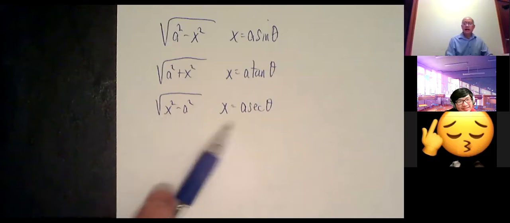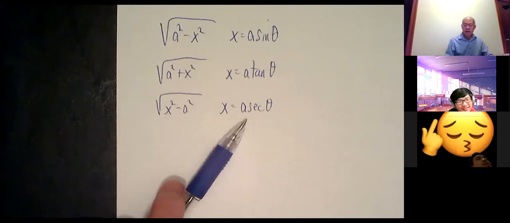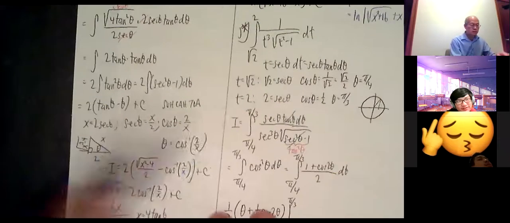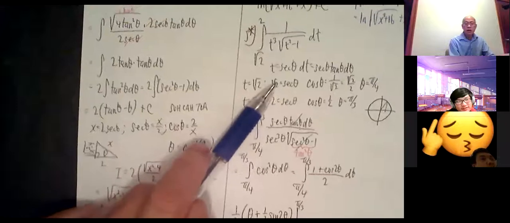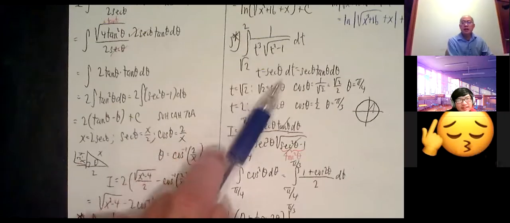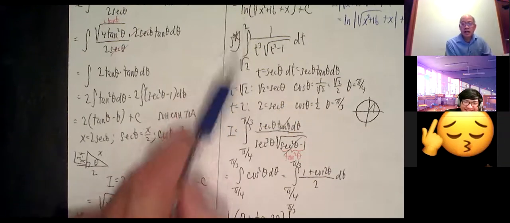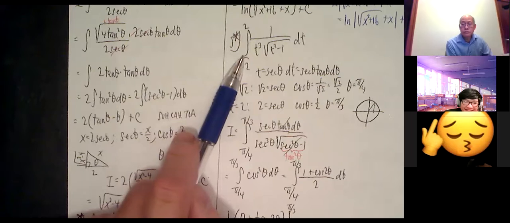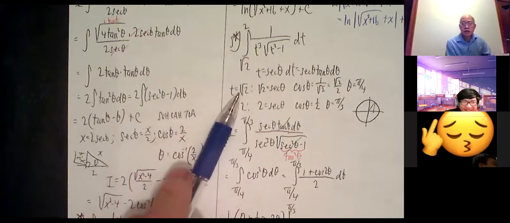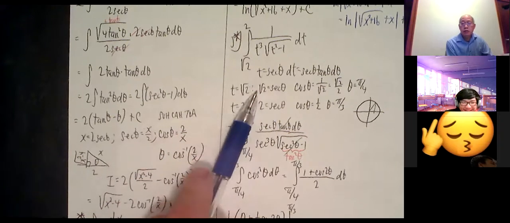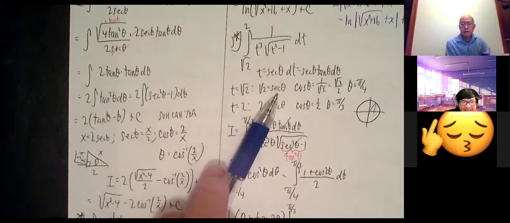Third one. So let x be 1 secant theta. Okay, so t equals secant theta. dt is secant theta tangent theta d theta. Okay. Since this is a definite integral, I change the limits. Okay, so t equals radical 2. Radical 2 equals secant of theta.